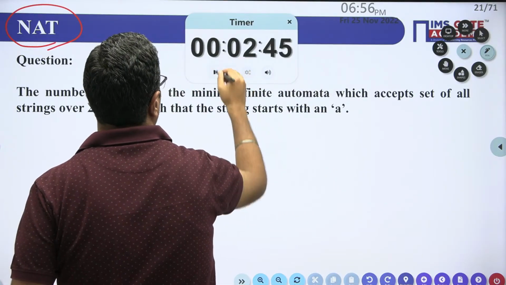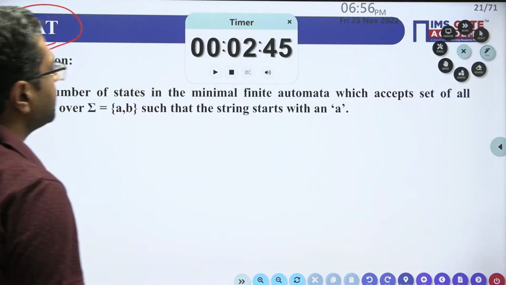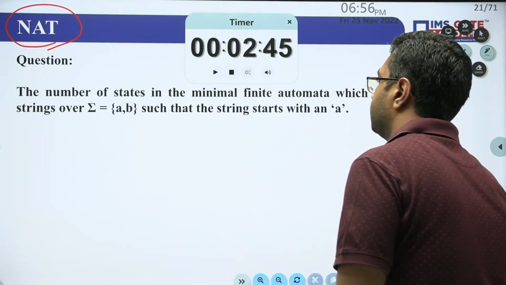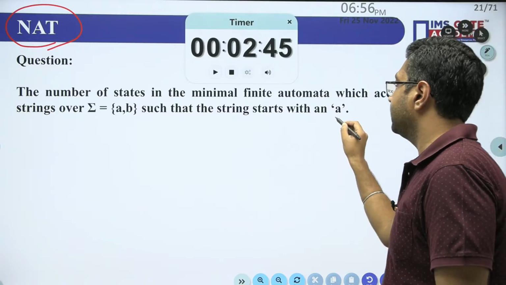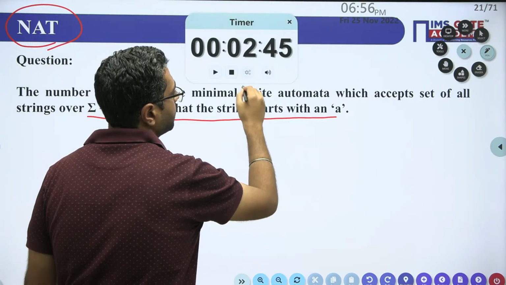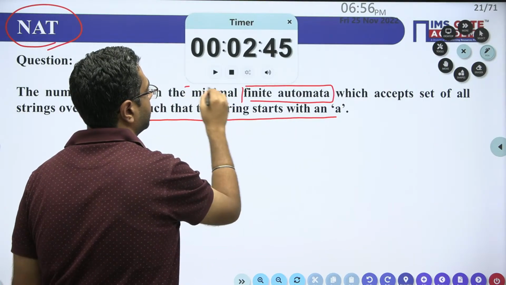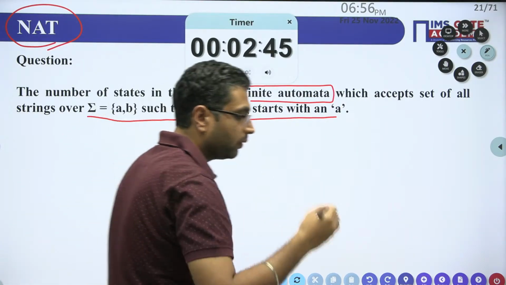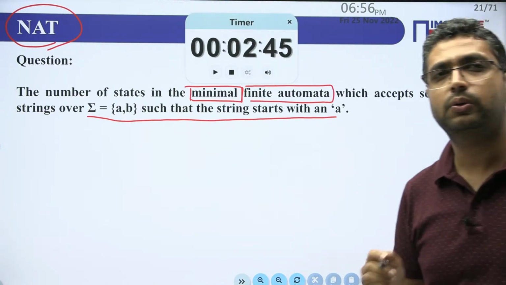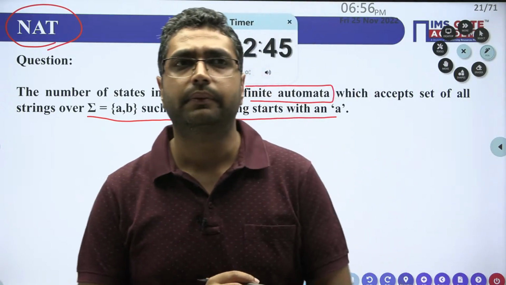So, the number of states in the minimal finite automata which accepts the set of all strings over sigma equals {a, b} such that the string starts with an A. The keyword over here was finite automata, minimal finite automata. And when all of you answered it, you ended up making DFAs for this. Nobody said that you have to make a DFA.